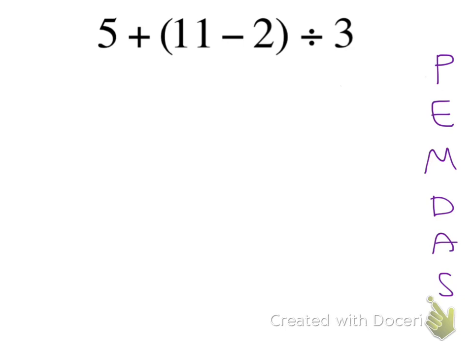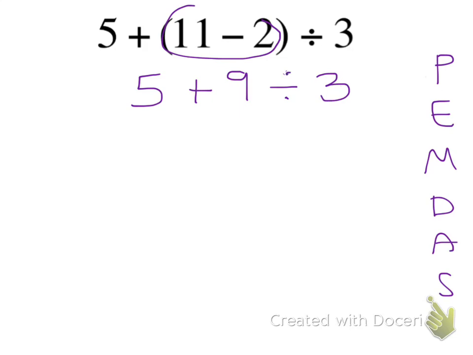So here we go. If we're looking at the problem, I look for parentheses. If there are any parentheses, that's what I do first. So again, circle it, and then you solve it. 11 minus 2 is 9. And then bring down, which means you bring everything down in the problem that you have not circled. That would be the 5, the plus, the divided by sign, and the 3.